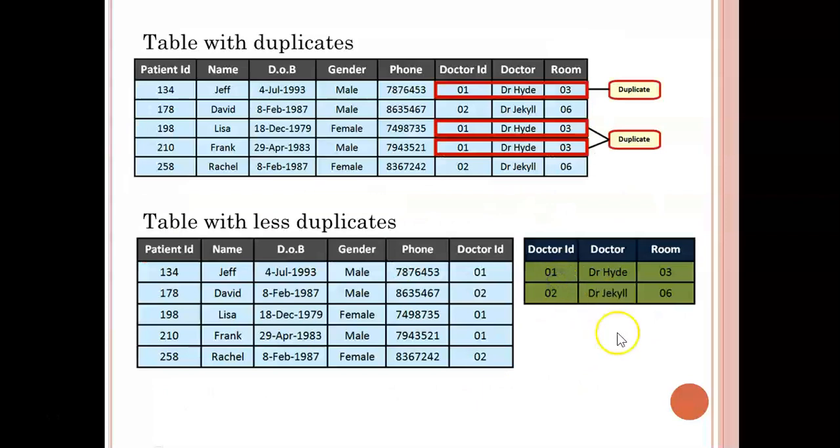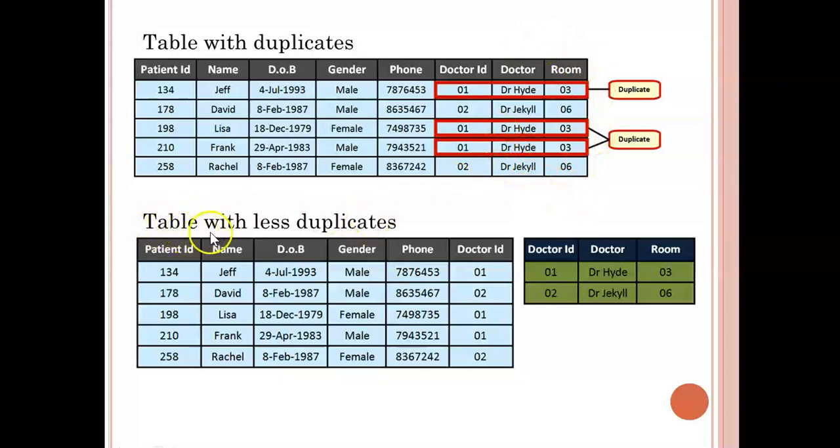To show you how removing duplicates saves some space, look at a table with duplicates, like you see here. You can see 01, Dr. Hyde, 03, and that information pitches up again: 01, Dr. Hyde, 03, 01, Dr. Hyde, 03. So this could be considered unnecessary repetition.